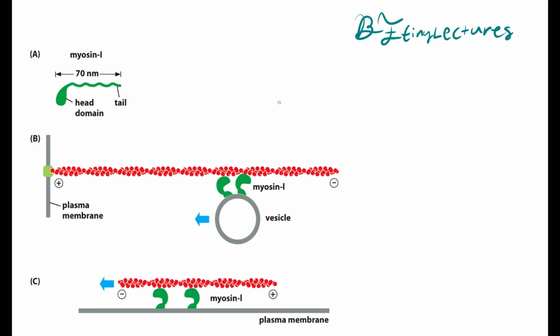In step 3, we finally have contraction. In order to contract, the actin must associate with myosin, and when it associates with myosin, it forms a contractile structure. In this case, the simplest myosin is myosin 1. This is the simplest myosin. And what this does is that the myosin head is going to directly attach itself to the actin filament. And the tail, this portion, is the portion that connects to the cargo.